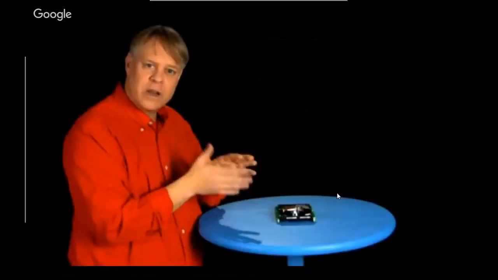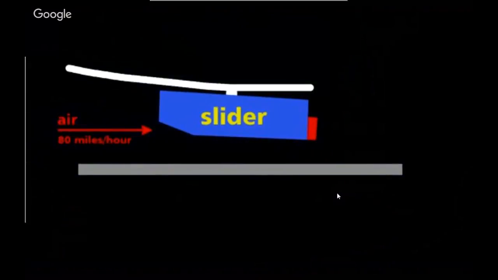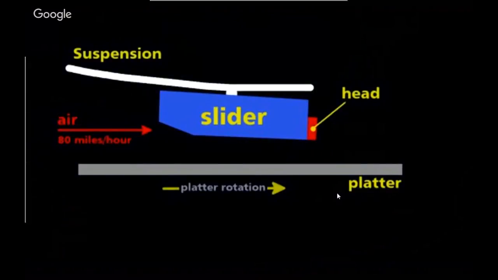To keep that critical height, engineers use an ingenious method. They float the head over the disk. You see, as the disk spins, it forms a boundary layer of air that gets dragged past the stationary head at 80 miles per hour at the outer edge. The head rides on a slider aerodynamically designed to float above the platter. And the genius of this air-bearing technology is its self-induced adjustment. If any disturbance causes the slider to rise too high, it floats back to where it should be.